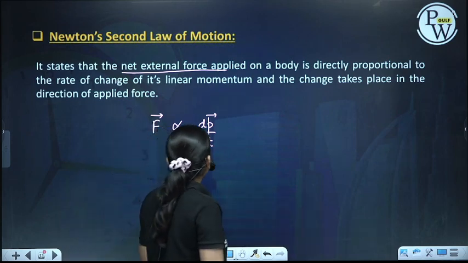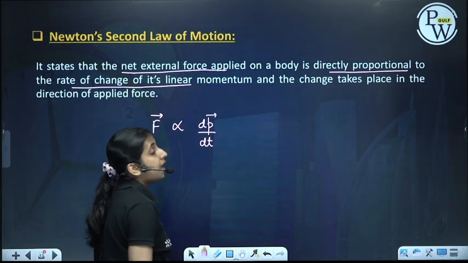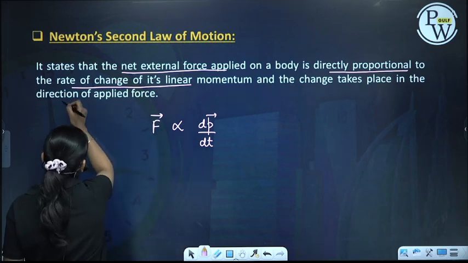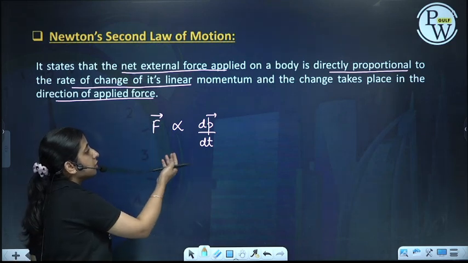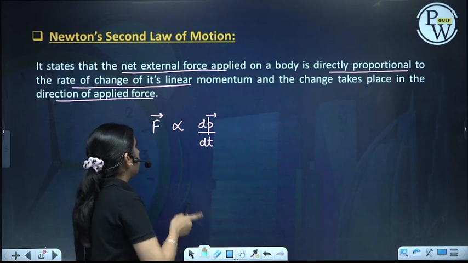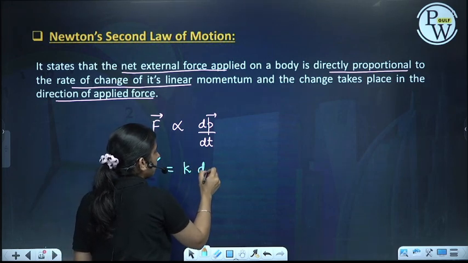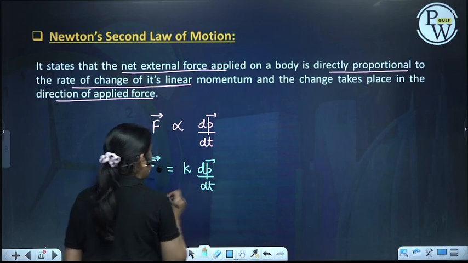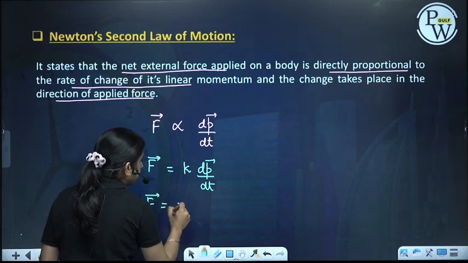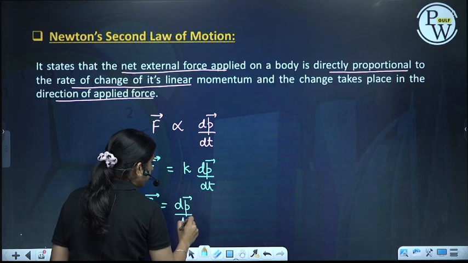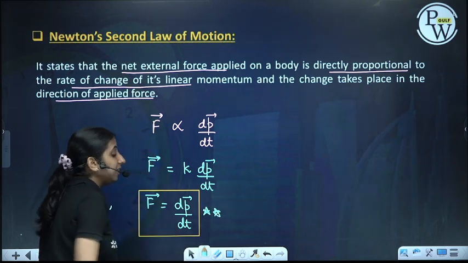So what it says is it is directly proportional to the rate of change of its linear momentum, and the change takes place in the direction of applied force. So the rate of change of linear momentum is dp by dt. So force is directly proportional to dp by dt. Now to remove the proportionality sign, we will add a constant k. Experimentally it is found that this constant k is equal to 1. So from here we get that force is equal to dp by dt, the rate of change of linear momentum.